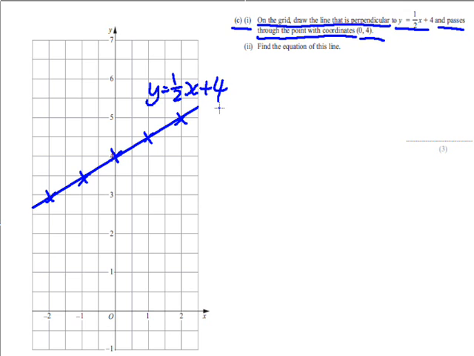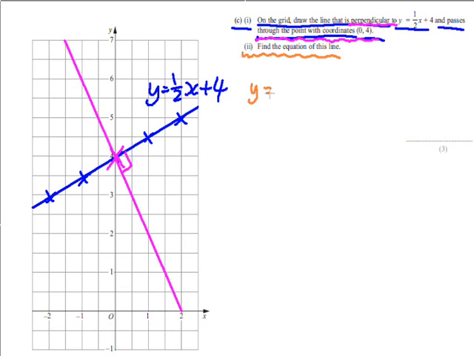So the question is, we need to draw a perpendicular line, which means 90 degrees to it, that goes through the point 0, 4. So 0, 4 is there. A 90 degree line would look like this, which I'm going to draw in pink. Okay, that's 90 degrees. So part 2 says find the equation of this perpendicular line.